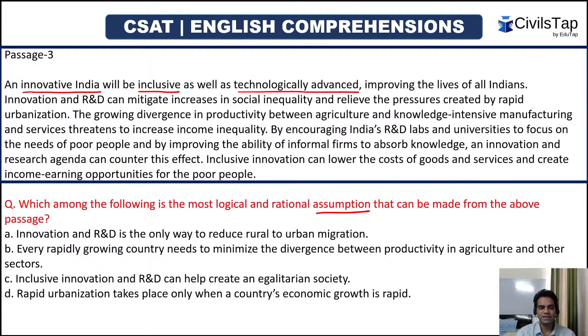So, an innovative India will be inclusive as well as technologically advanced, improving the lives of all Indians. Innovation and R&D, research and development, can mitigate increases in social inequality. Mitigate means reduce, कम करना. Innovation or research and development can reduce increases in social inequality. तो social inequality है इंडिया में, ठीक है, वो कम करने में मदद करता है इनोवेशन और R&D, and relieve the pressures created by rapid urbanization.